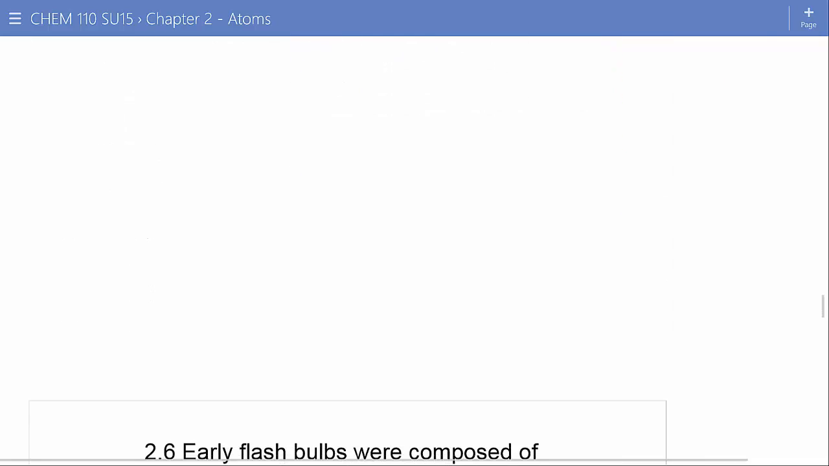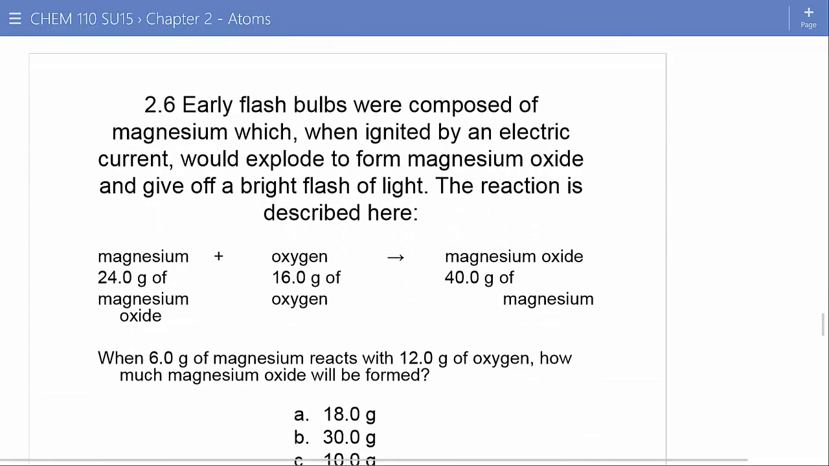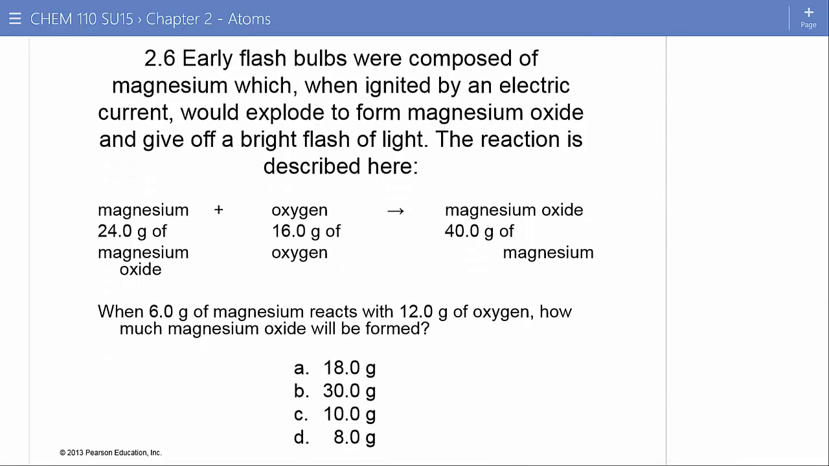All right. I like this next one. Early flash bulbs were composed of magnesium, which when ignited by an electric current would explode to form magnesium oxide and give off a bright flash of light. The reaction is described here. Got 24 grams of magnesium. That's weird. I wonder why it says magnesium oxide on the bottom. I'm not sure what these things are referring to down there.